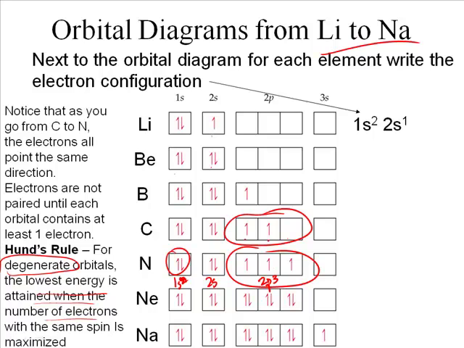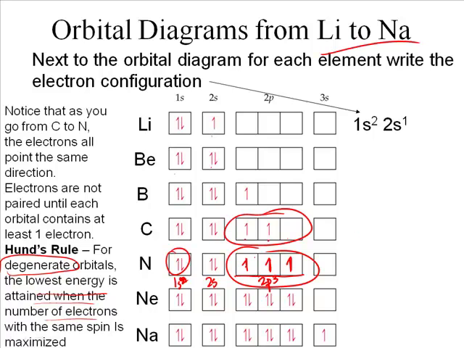And notice that the p orbital has 3 subshells, 3 different orbitals in it. So you've got one electron each spinning in the same direction. This is sometimes referred to as the rule of maximum multiplicity, where you have the largest number of electrons you can spinning in the same direction. But basically all that means is you do not make pairs.